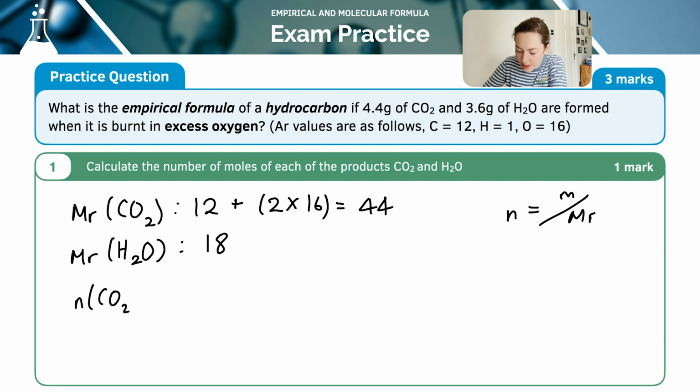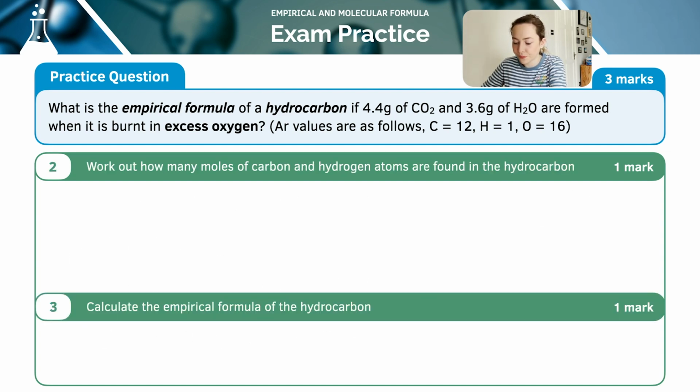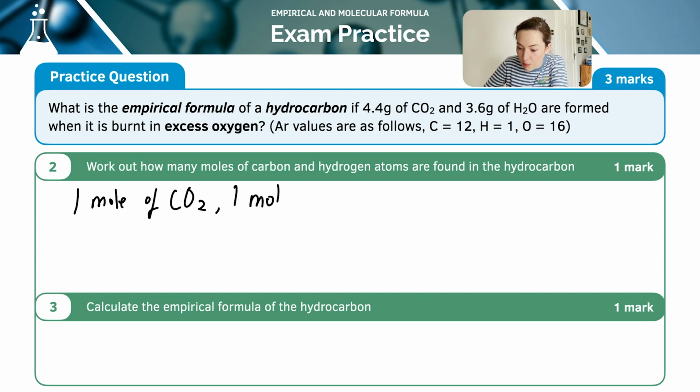So therefore, we need to work out the moles. Notice how I'm making this really clear to the reader by using sort of brackets and things like that. That really, really helps. And moles equals mass divided by MR. So 4.4 grams divided by the MR of carbon dioxide, which is 44. So that's 0.1. And then my moles of water is going to be my mass, 3.6 divided by the MR, and that's 0.2. There we go. First step done super quickly. Work out how many moles of carbon and hydrogen atoms there are found in the hydrocarbon. So in 1 mole of CO2, 1 mole of carbon atoms are present.